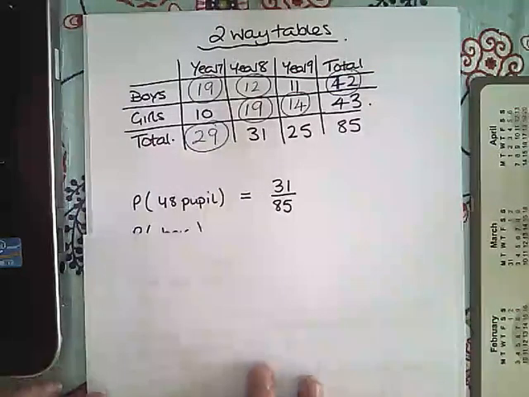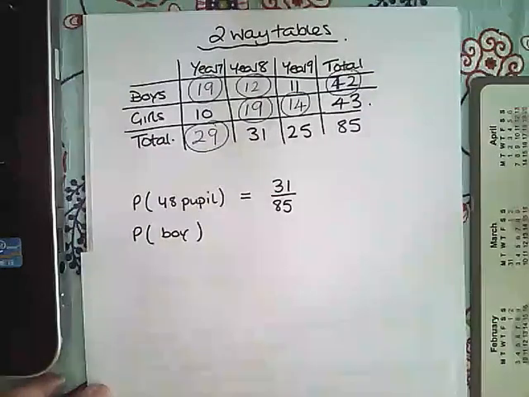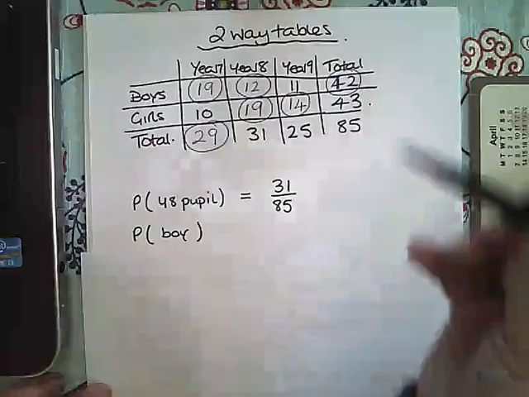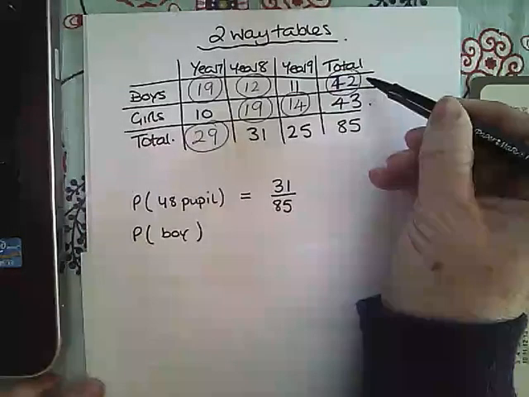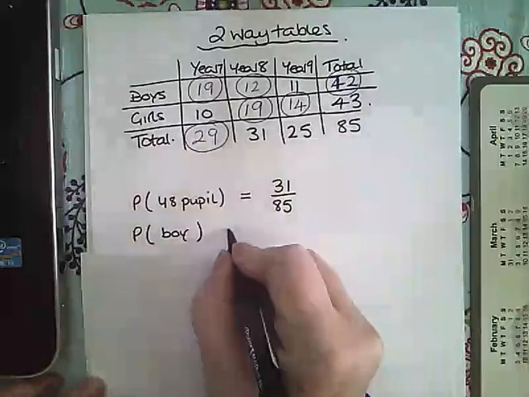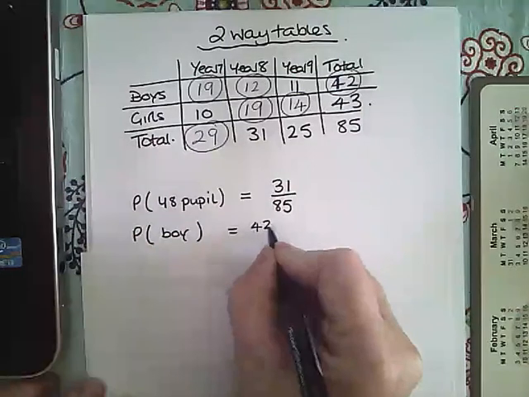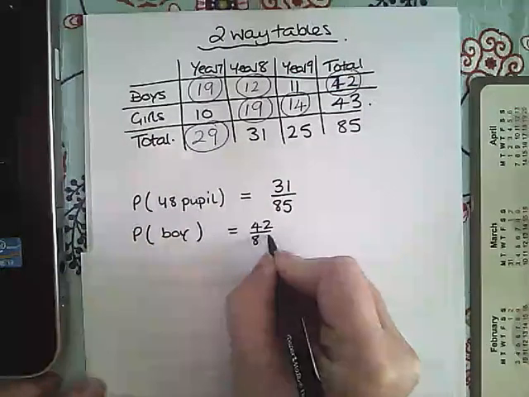I look at what would be the probability of selecting a boy. In total there are 42 boys out of 85 students, so this would be 42 out of 85.